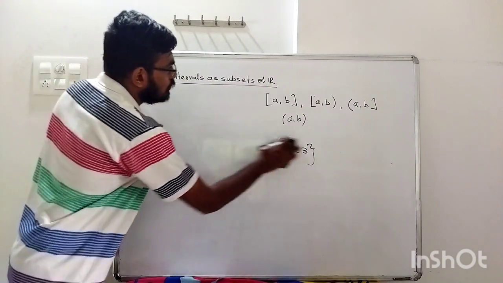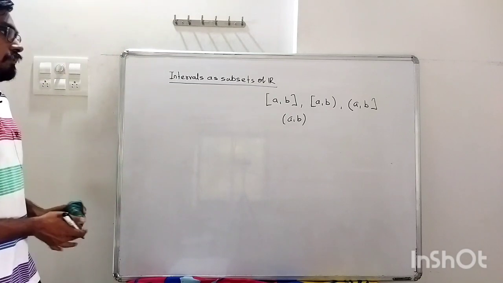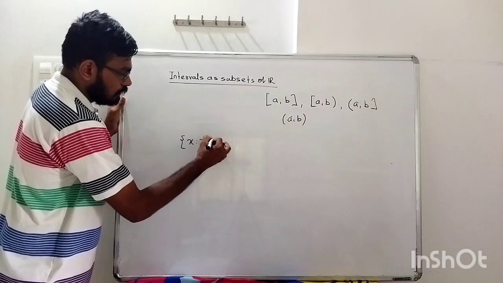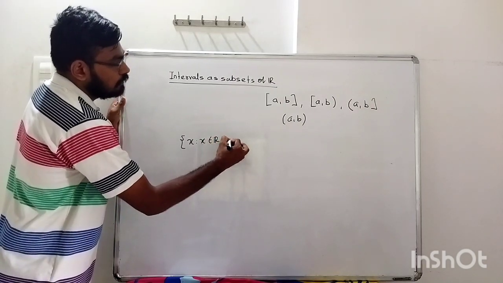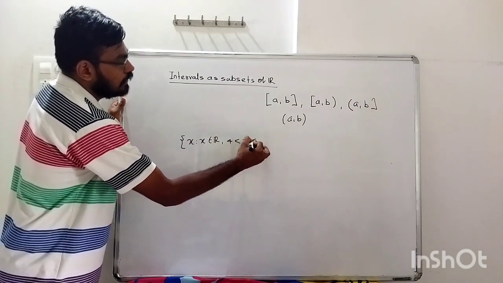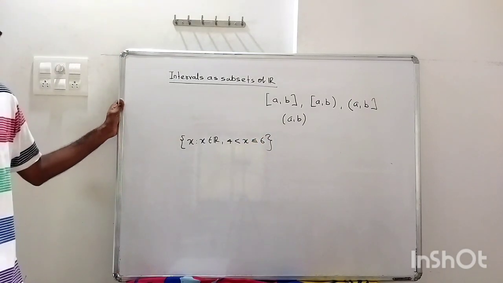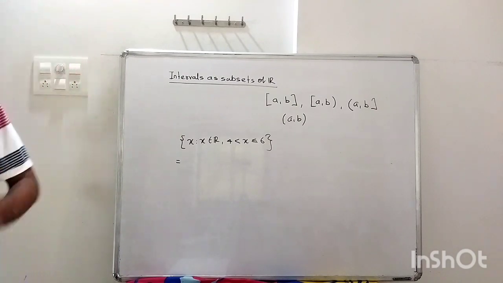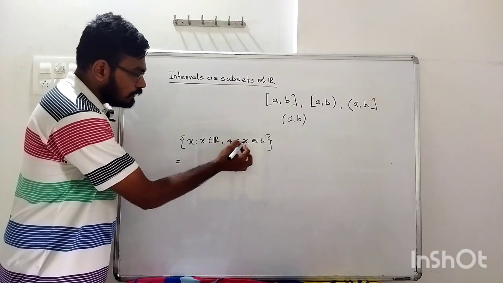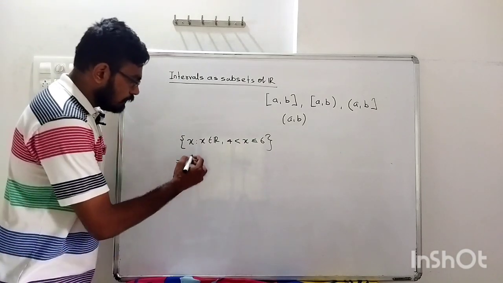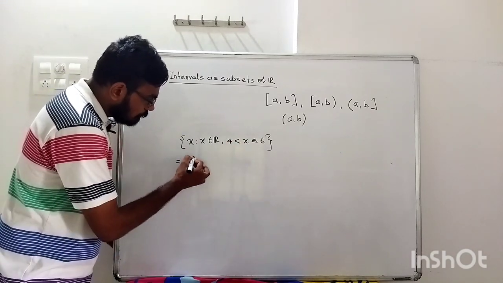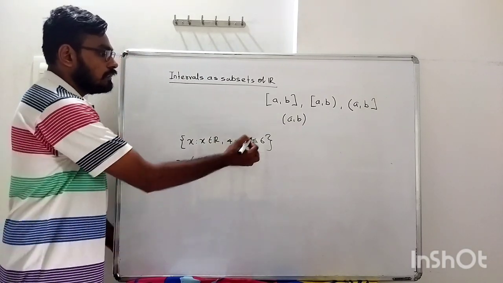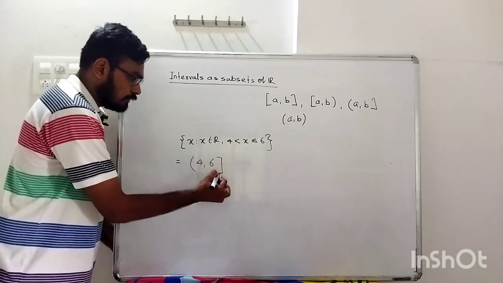So this is easy. I will ask it the other way around. For example, x such that x belongs to R and 4 less than x less than or equal to 6. How do we write it in interval form? See, 4 less than x less than or equal to 6. So what will it become? Since there is a less than symbol, we put a round bracket and we write 4 comma 6, and since there is a less than or equal to sign, we put a square bracket.